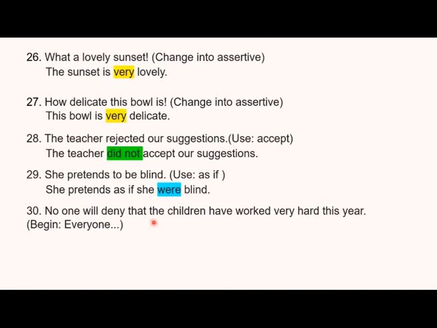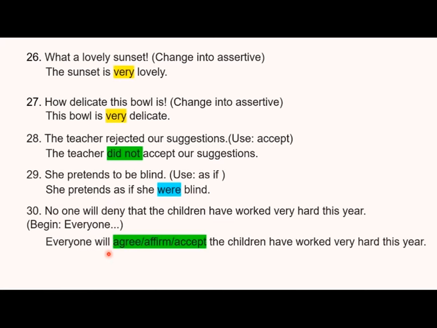Next, no one will deny that the children have worked very hard this year. So it is no one, and now we are using everyone. So this will be changed. We need to write the opposite of deny. So we have different opposites of deny. We can use everyone will agree, everyone will affirm. You can write everyone will accept the children have worked very hard this year. Okay. So if the sentence begins with no one, you need to begin with everyone. Then you need to use an opposite.